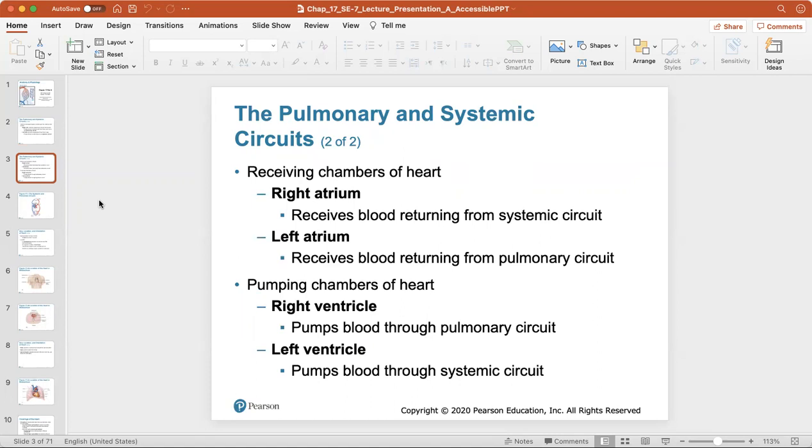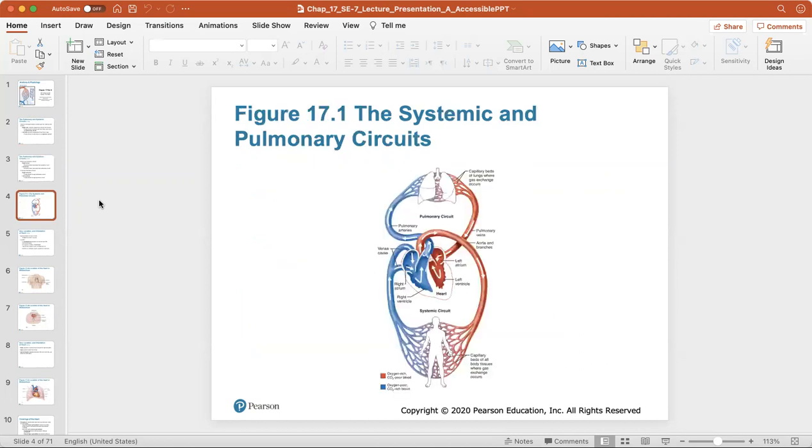Here are the chambers of the heart that I'm going to let you review on your own, the atria and the ventricles and what they all do. And then this shows you the systemic and pulmonary circuits of the heart and how they're connected. So remember, the right atria and right ventricle are oxygen poor blood because they're receiving the oxygen poor blood from the body's tissues. They'll pump that oxygen poor blood to your lungs where it'll get rid of the carbon dioxide.